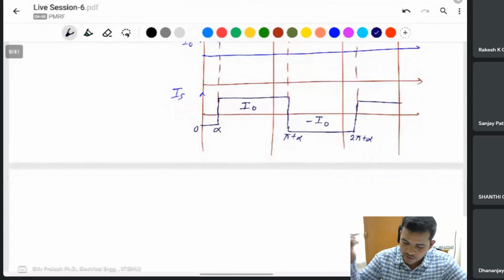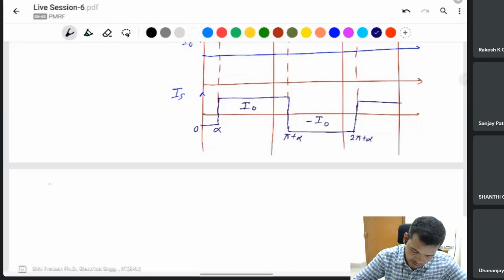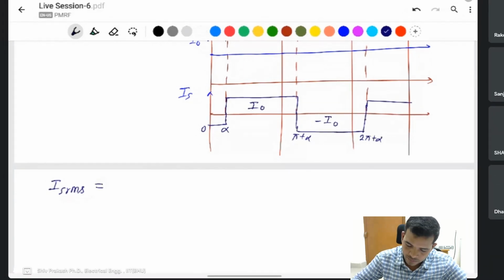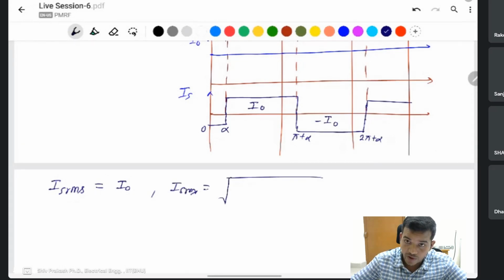What is the RMS of this IS current? You calculate this one same as I naught. Because if this term is negative and this one positive, when you square it, it also goes to positive. And for IS RMS, the square wave you can calculate directly in square wave form.